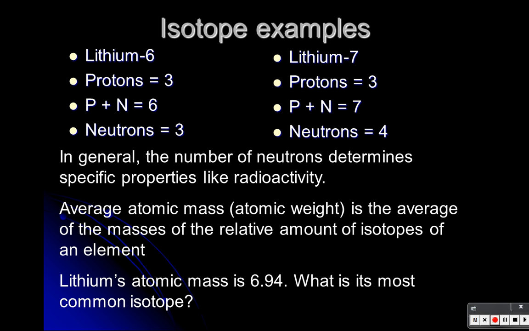Now, in the world, there's lithium-6 and lithium-7. There are some other types of lithium as other isotopes, but let's not worry about them right now. Given lithium-6 and lithium-7, which one would you say would be more common? Hopefully you said lithium-7, because 6.94 is a lot closer to 7 than 6 is.